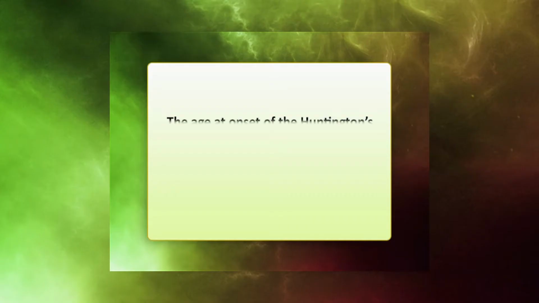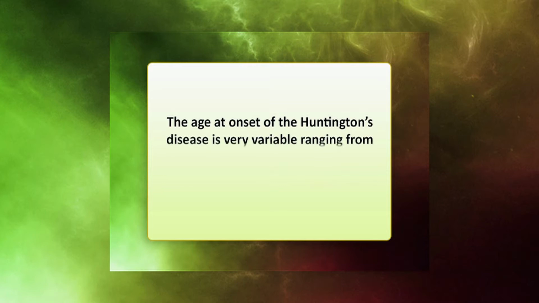Many individuals who carry the abnormal gene marry and have children before the disease appears. The age at onset of the disease is very variable, ranging from 20 to 70 years. Some individuals who have the abnormal gene might die from unrelated causes before the disease appears. Thus, the pedigree may show an unaffected person who has affected offspring.